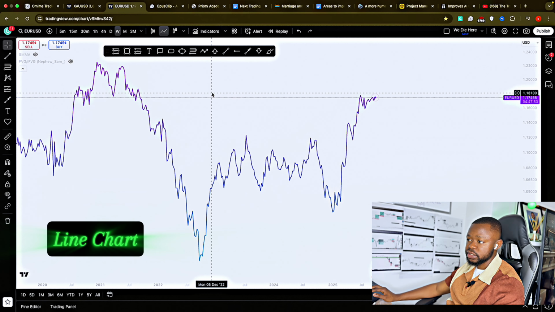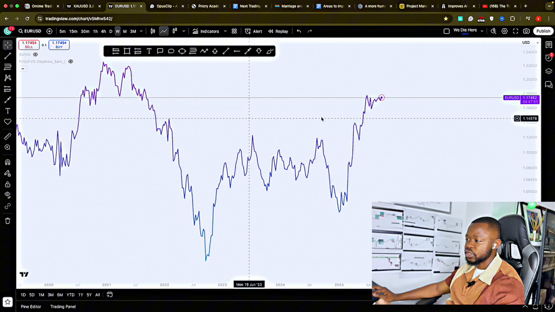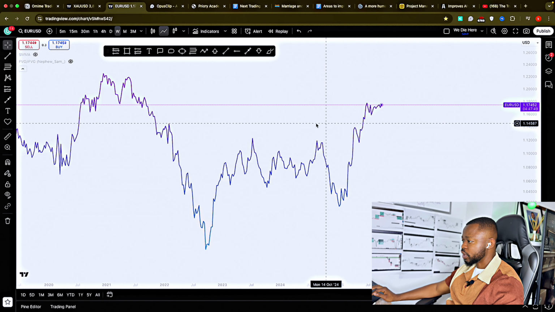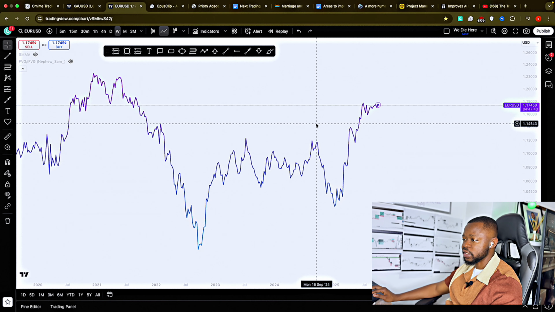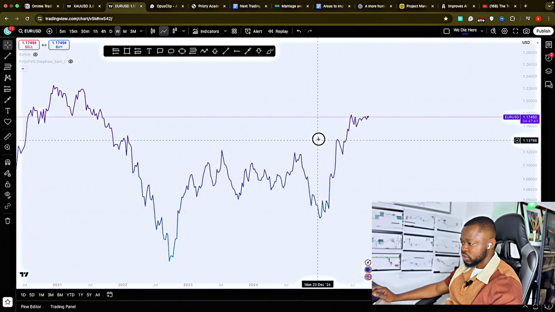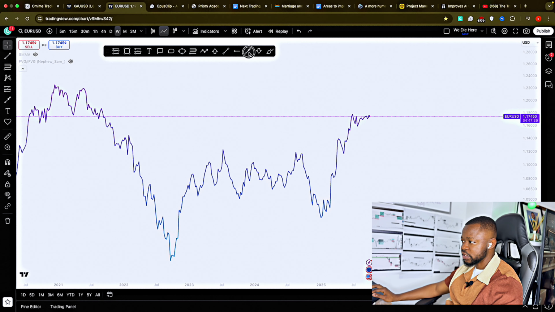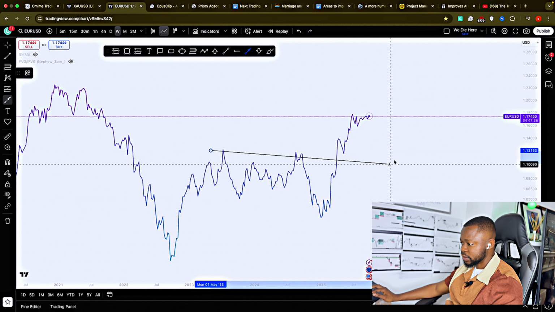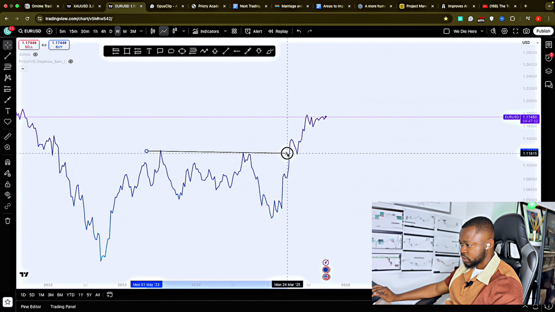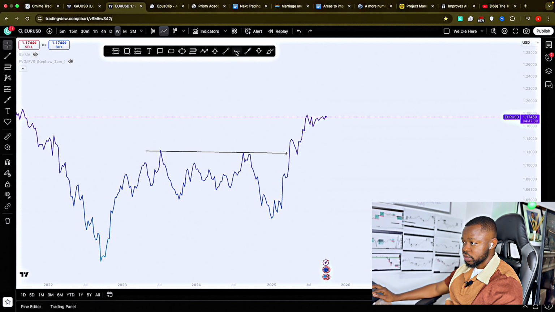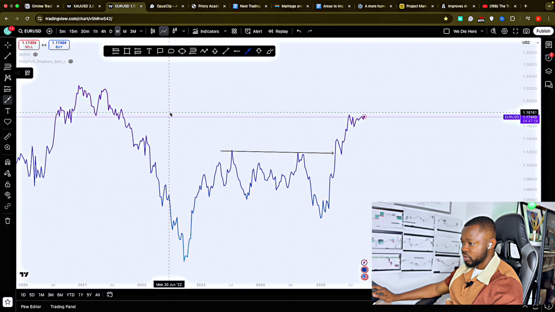I don't know if you use a line chart, but it's a tool that you really need to use, because it takes out all the wicks, all the noise, all the flutters in the market. So let's go straight into business. From what we can see here, there's clearly a resistance zone. Let's make it smaller. There's currently a resistance zone around this area.